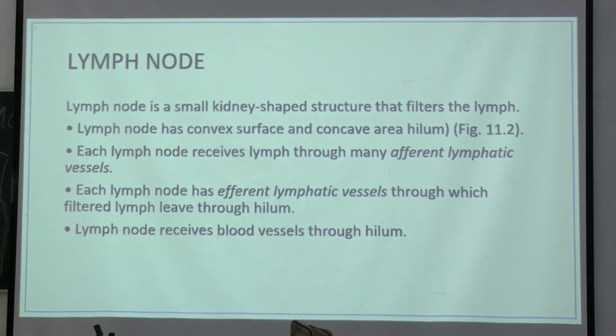Now, lymph node is a small kidney-shaped structure that filters lymph. Node has a convex surface and a concave area, the hilum. Each lymph node receives lymph through many afferent lymphatic vessels. Each lymph node has efferent lymphatic vessels through which filtered lymph leaves through the hilum. Lymph node receives blood vessels through the hilum.